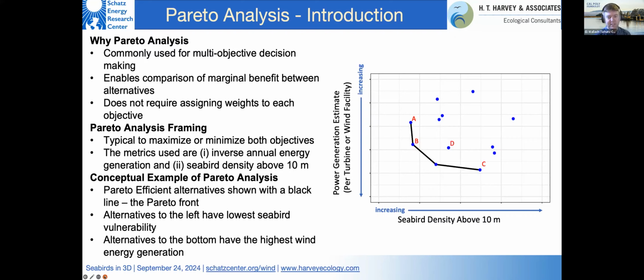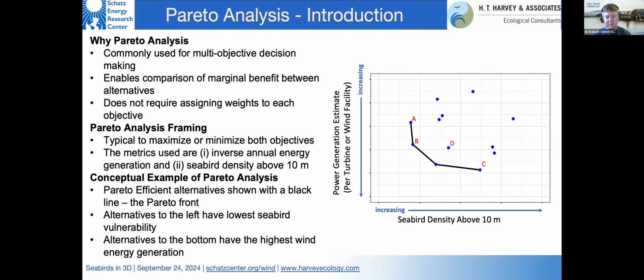So we chose to use this Pareto analysis to trade off these two metrics, as it's commonly used for multi-objective decision making. It allows for simple graphical analysis of marginal benefits between two alternatives and does not require the weighting of objectives. In Pareto analysis, it's typical to maximize or minimize both objectives. For this effort, we chose to minimize both inverse energy generation and seabird density above 10 meters. By minimizing the inverse of power generation, we are effectively maximizing power generation, but the values on the graphic will be shown in decreasing order as a result.